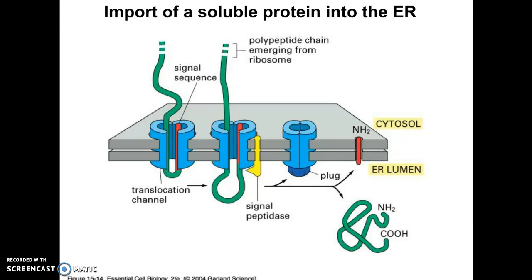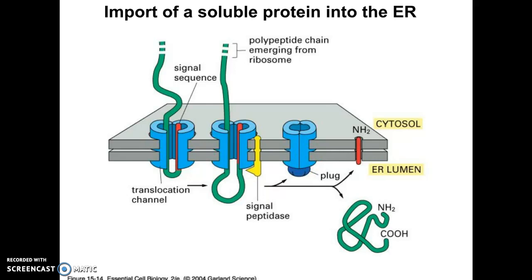And so now you've got the entire protein has been made and threaded into the lumen of the ER. The signal sequence will just drift off into the membrane and be degraded, and the translocation channel goes back to ready to receive another ER resident protein, or a protein that's going to be somewhere in the endomembrane system or secreted from the cell.